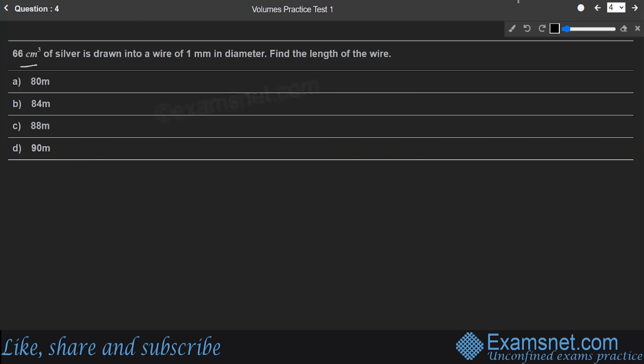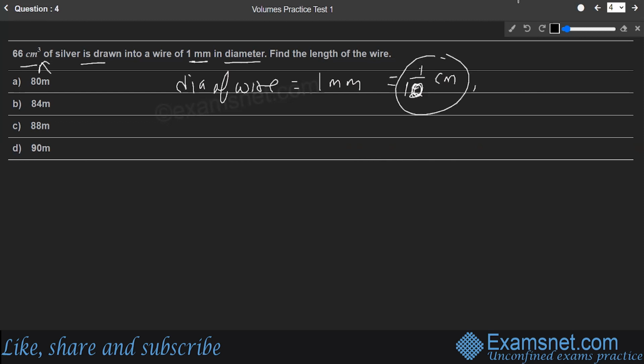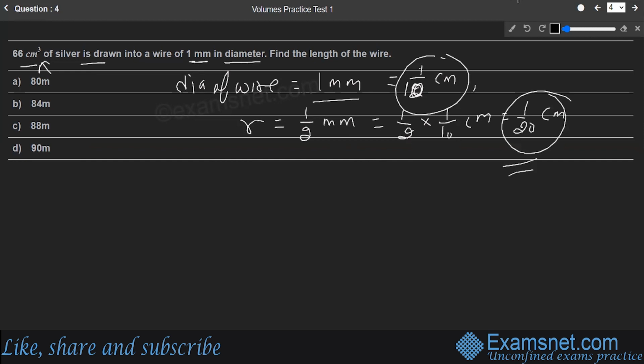Now he says 66 centimeter cube of silver is drawn into a wire of 1 mm diameter. The diameter of the wire is 1 mm, and the volume is given in centimeter, so we can convert this into centimeter. 1 mm is equal to 1 by 10 of a centimeter. So the diameter is 1 mm, so radius will be 1 by 2 mm. So radius will be 1 by 2 of 1 by 10 centimeter, that is nothing but 1 by 20 centimeter. So the radius of that wire that has to be formed is 1 by 20 centimeter.